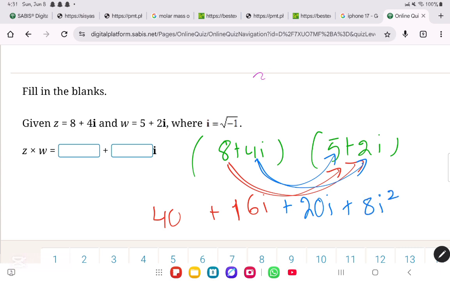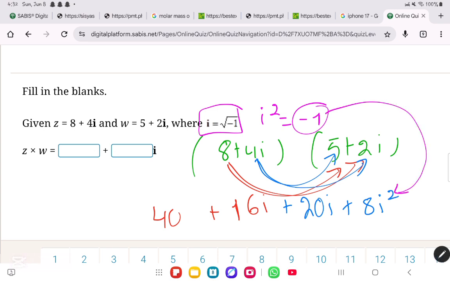We know that i is a radical minus 1. That means i squared is minus 1. Minus 1 is a real number. It's a number that will not make our heads go crazy. It's an actual number that we can use in this equation. So what are we going to do in this case? You're going to substitute the i squared by minus 1.